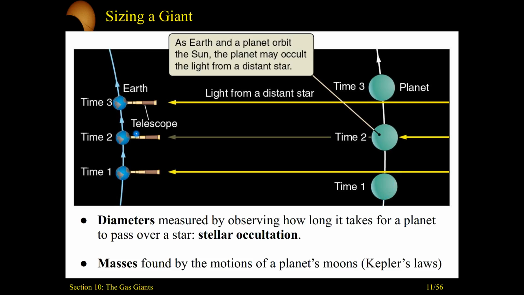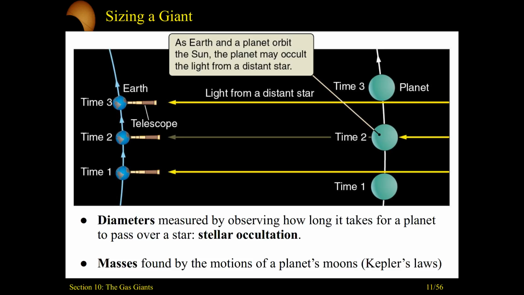Well, as Earth moves, as the apparent position of the planet shifts, eventually the star will be blocked. We'll no longer see it. It's been going through this stellar occultation. Now wait a little bit more time, and eventually you can see the star on the other side of the planet. So, basic principle.